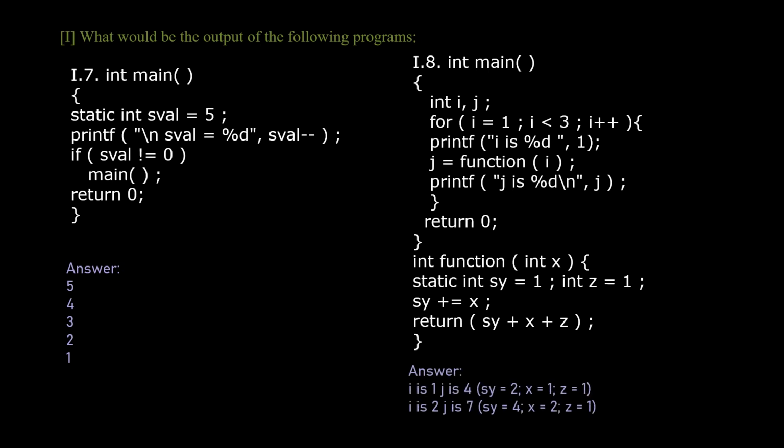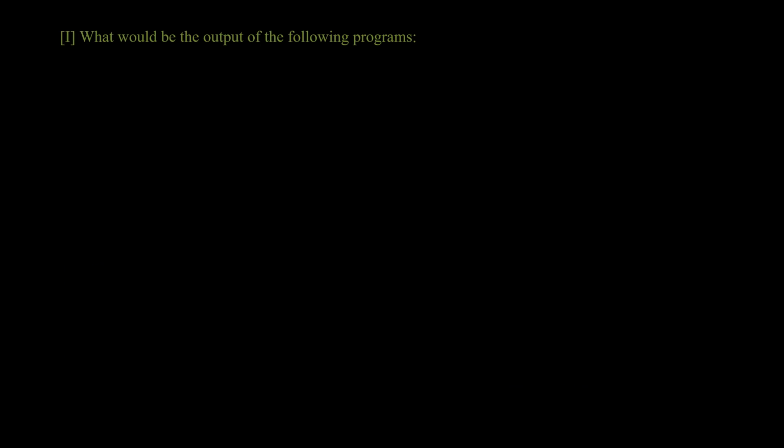So let's see the output. Hope you understood it. sy first time is 2, x is 1, z is 1. And next time sy is 2 plus 2, 4, and x is 2, z is 1. So this is how the output would be.